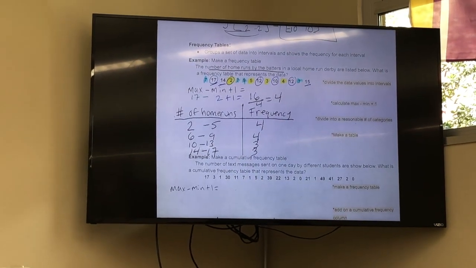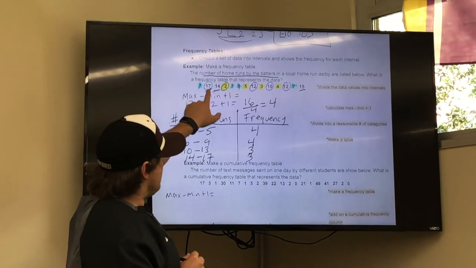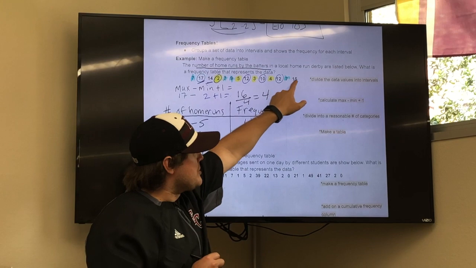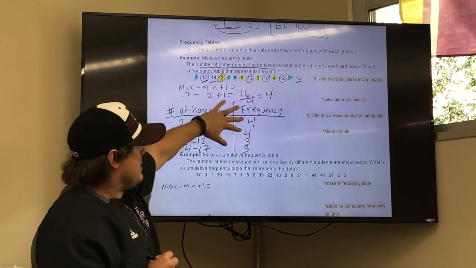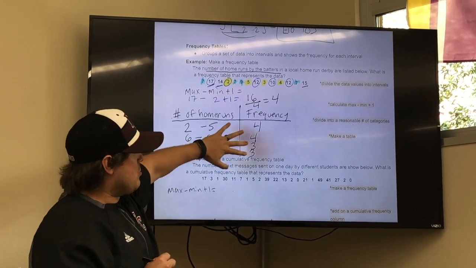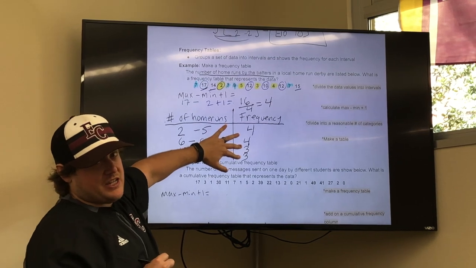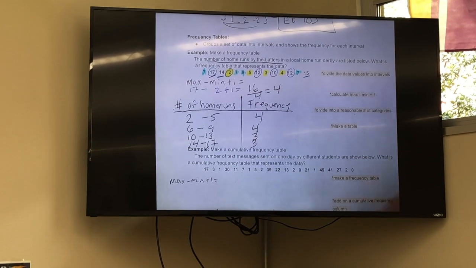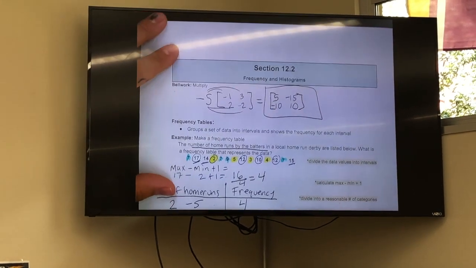Again, just to confirm that I got them all, I had 1, 2, 3, 4, 5, 6, 7, 8, 9, 10, 11, 12, 13, 14 numbers. 4 and 4 make 8. 3 and 3 make 6. 8 and 6 is 14. So that works.